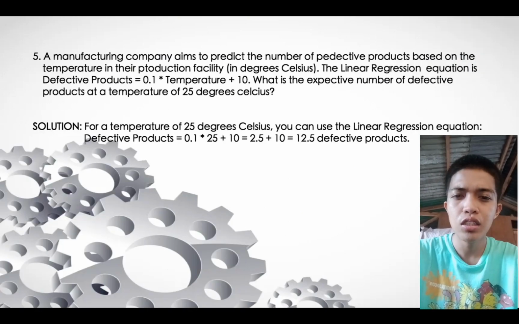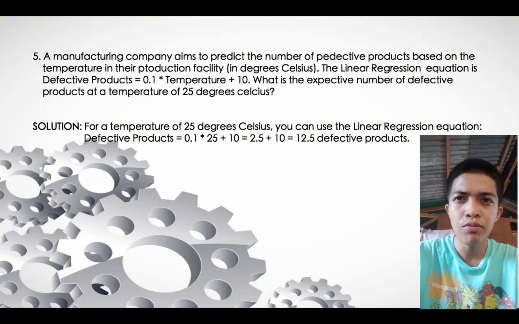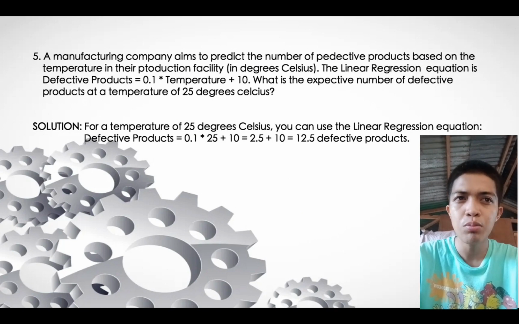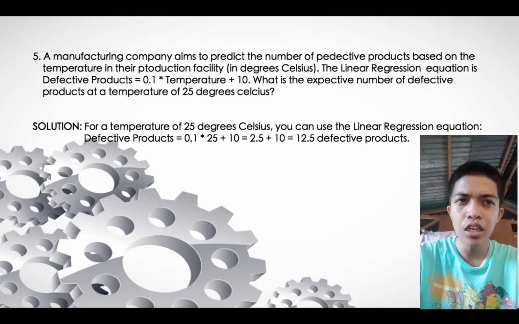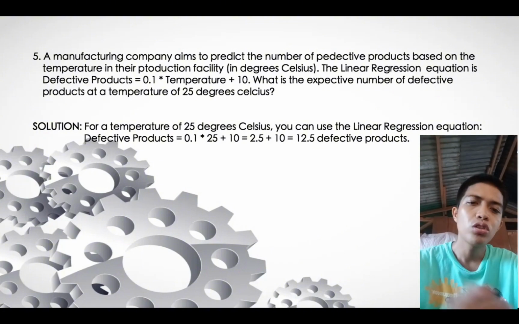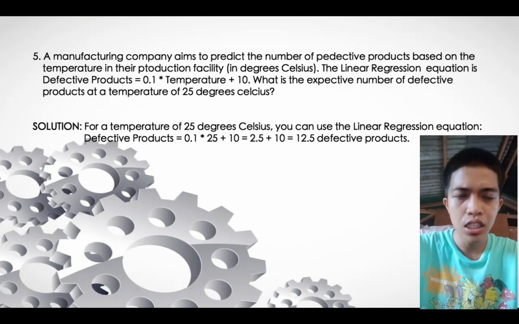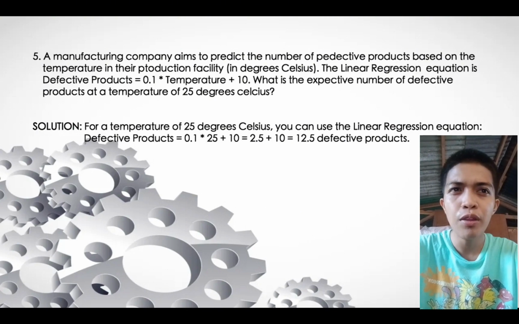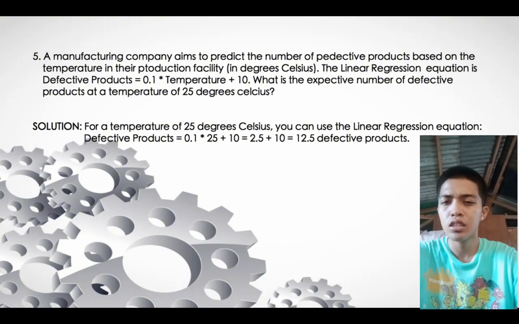This is my last question and solution. Number five: a manufacturing company aims to predict the number of defective products based on the temperature in their production facility in degrees Celsius. The linear regression equation is defective products is equal to 0.1 times the temperature plus 10. What is the expected number of defective products at a temperature of 25 degrees Celsius?